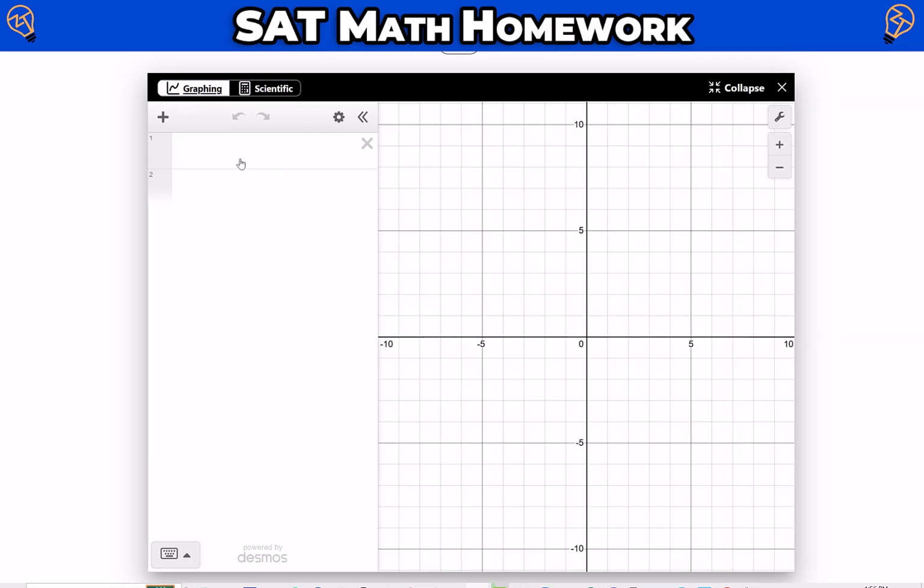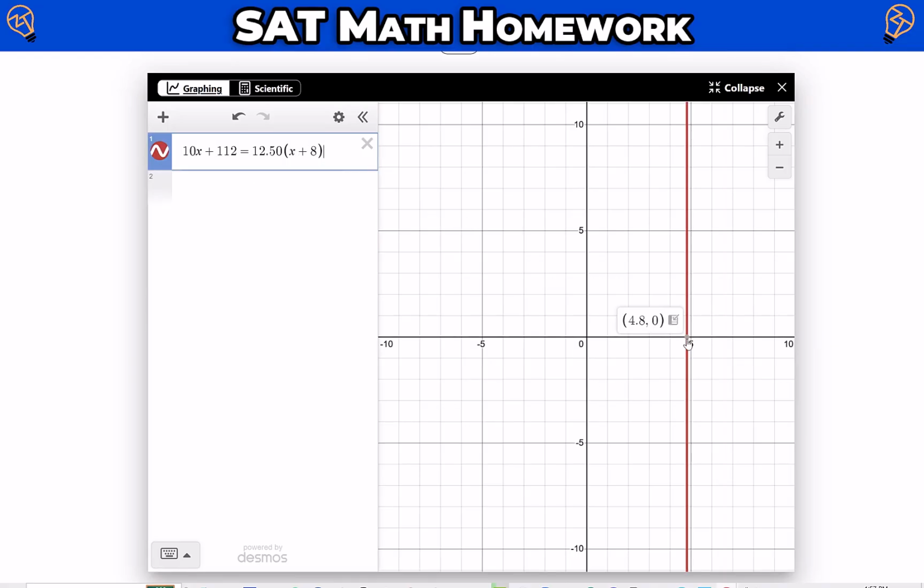or you could just go into Desmos, type in the equation that at this point you would have on your scrap piece of paper. Now, instead of C, we're going to use X, but it means the same thing. And notice you find that the correct answer is 4.8 or 4.80.